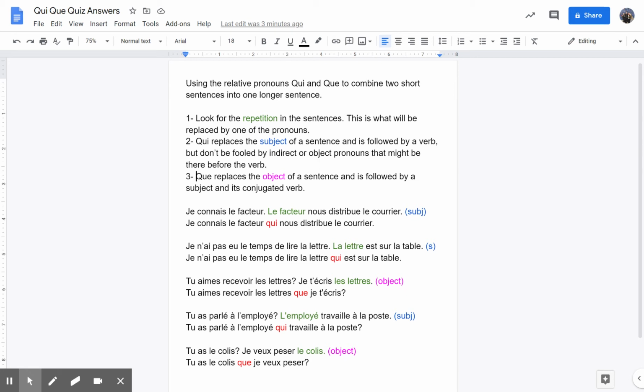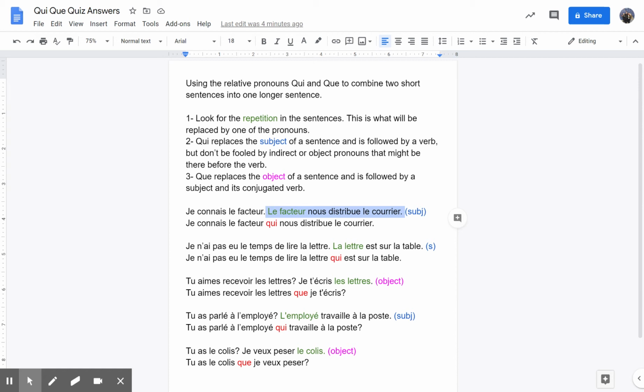So let's look at number 1. Je connais le facteur. I know the mailman. Le facteur nous distribue le courrier. The mailman distributes the mail to us. So this is a perfect example of what I was just talking about. Here's our verb, distribue, but in front of it we have nous. Now you can see that distribue is not conjugated for the subject nous. Therefore, nous is not a subject. It's actually an indirect object pronoun. Le facteur, the mailman, distributes to us the mail.